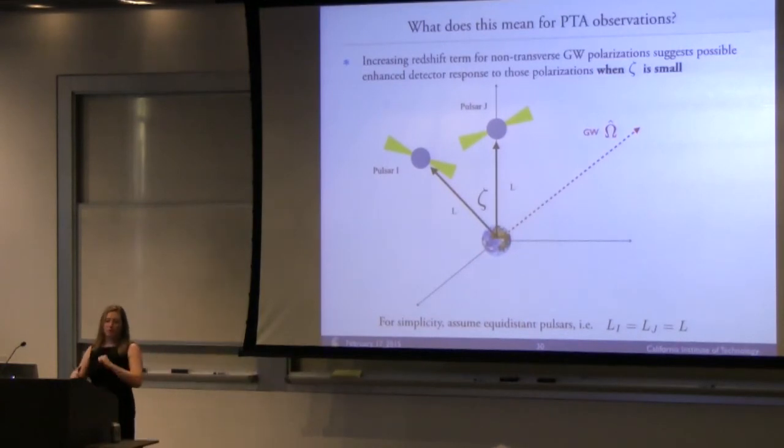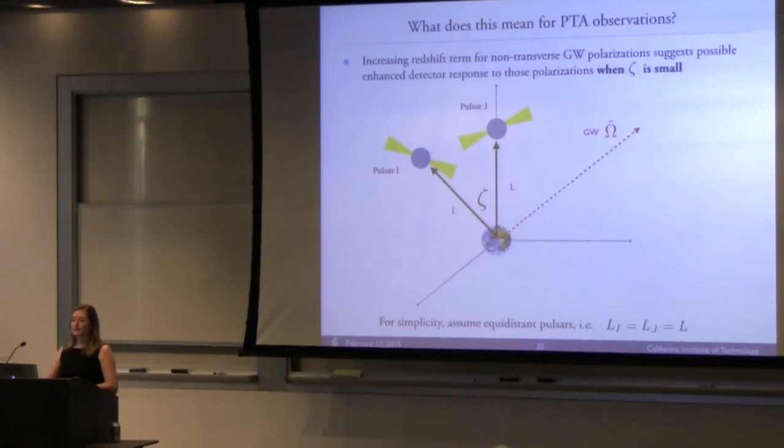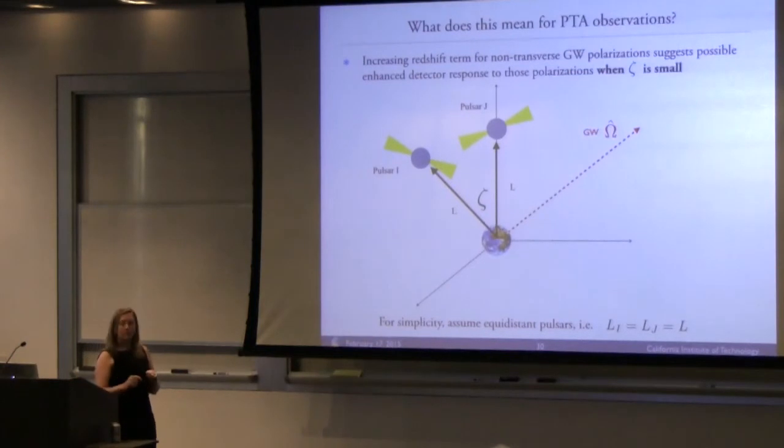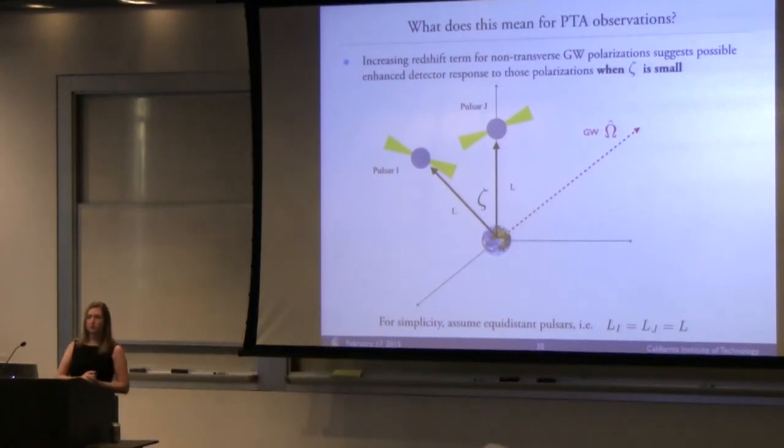Now what I want to push out to you is the idea that this increasing redshift term for the non-transverse polarizations means we could possibly have an enhanced detector response to those non-transverse polarization modes. And I'm also going to toss on the caveat: when the separation angle between the pulsars is small.